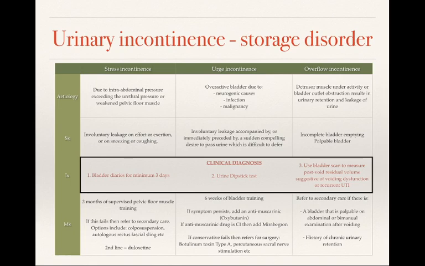In patients with urge incontinence, they often say that they never make it to the toilet in time. And this is due to an overactive bladder, which can be caused by neurogenic causes, infection, or even malignancy. So for patients presenting with urge incontinence, they need to do 6 weeks of bladder training.